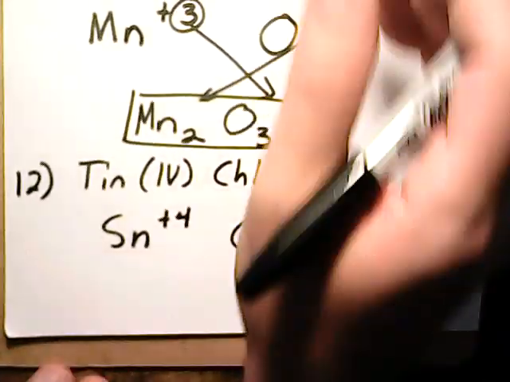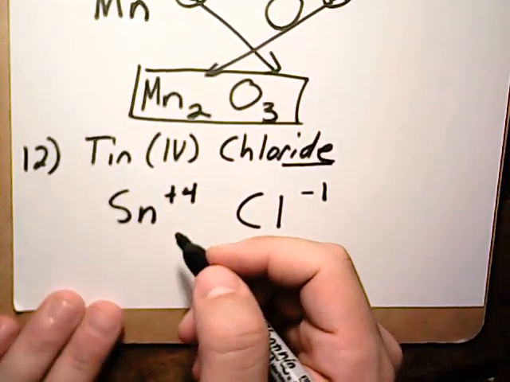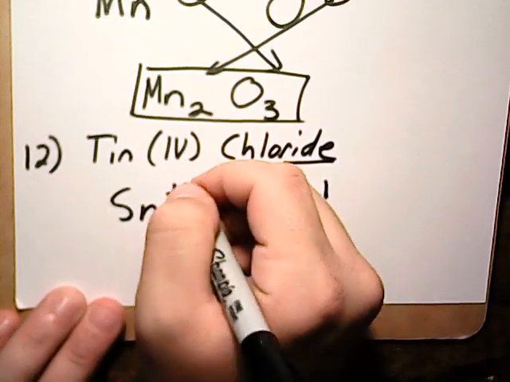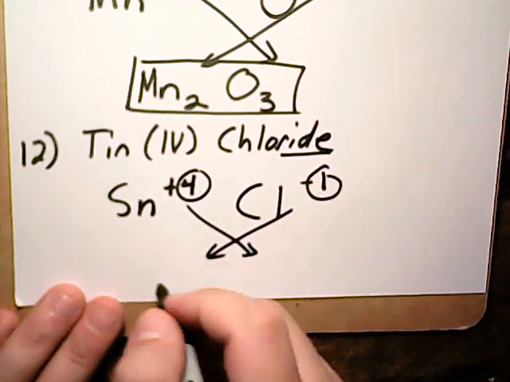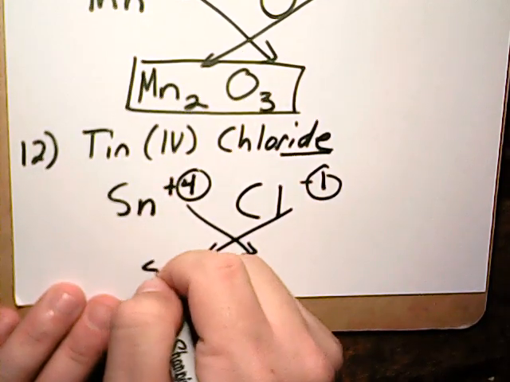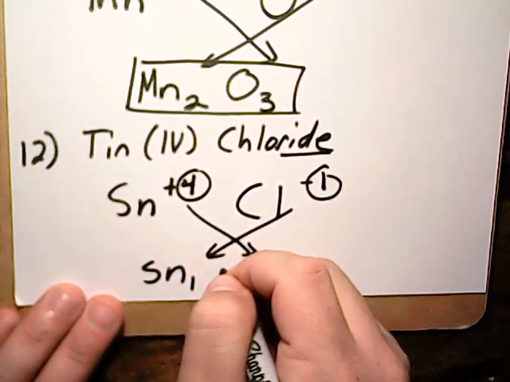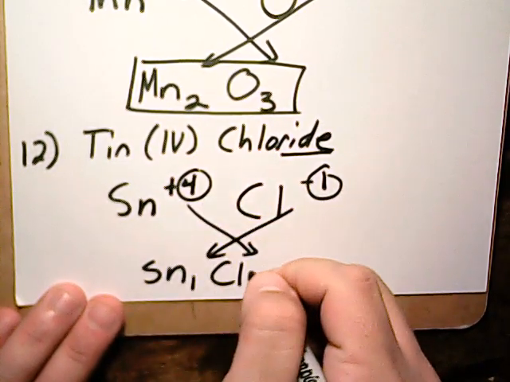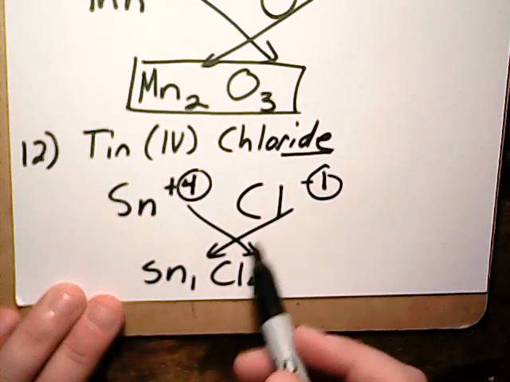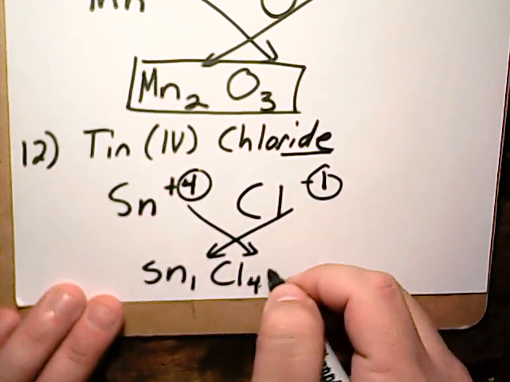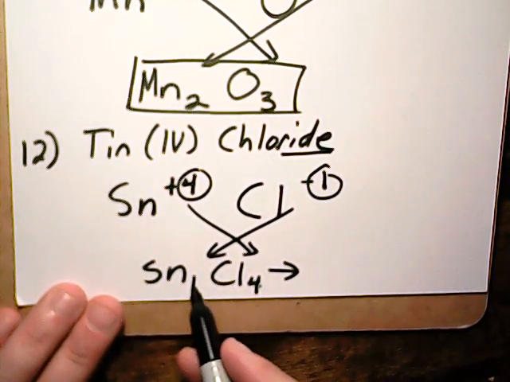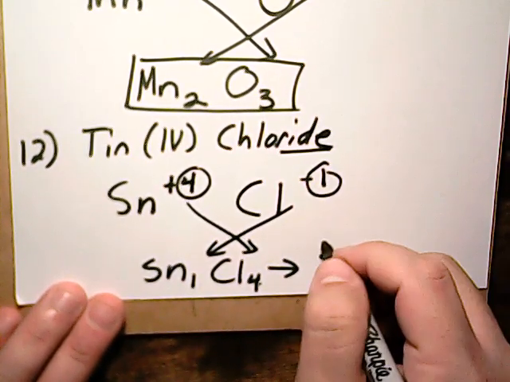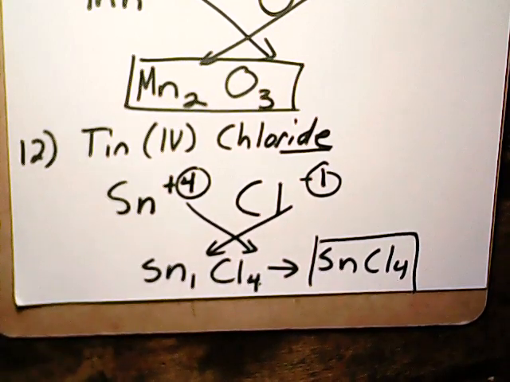Okay. Last one, tin chloride. So we have Sn 4, Cl 1. So 1 comes down here, 4 comes down here. We're just going to clean this up. We don't care about the 1s. We're going to get rid of it. So we get SnCl4.